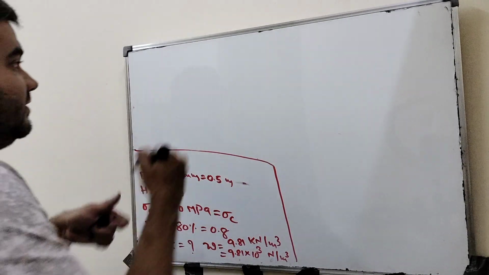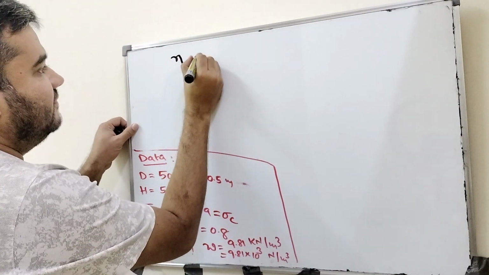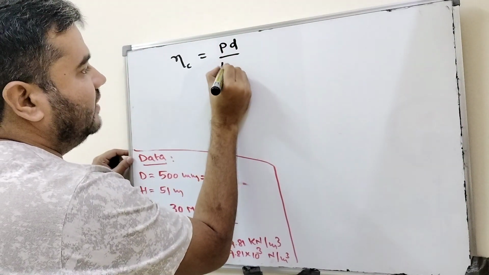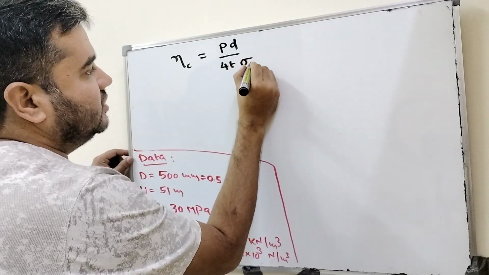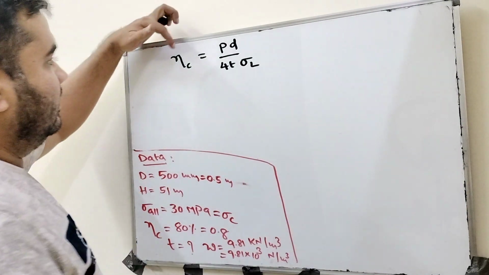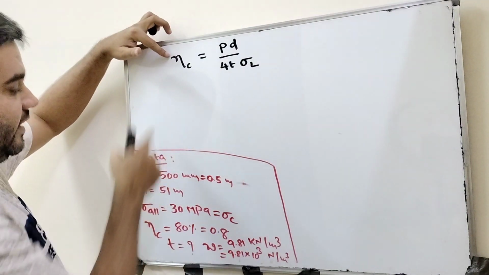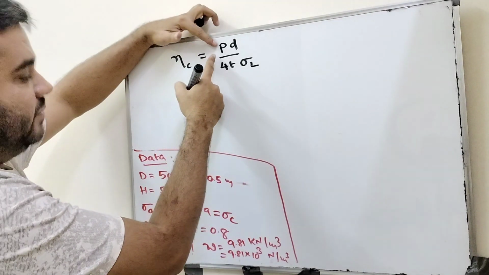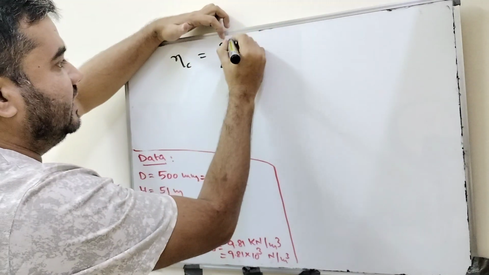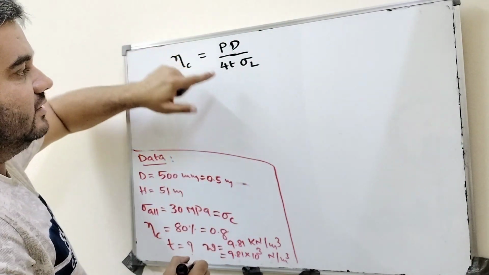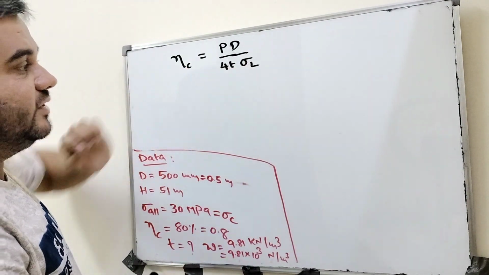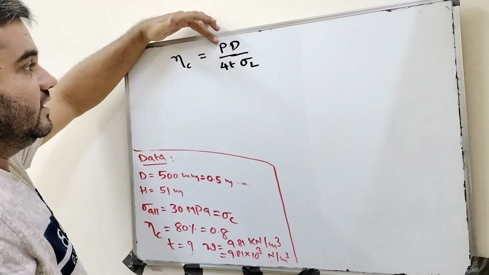So the circumferential efficiency is equal to PD by 4T into the longitudinal stress. This is the formula we derived. Now apply it. The efficiency is given as 0.8, and the pressure of the fluid is not given. The diameter we know, and the thickness we don't know, and the longitudinal stress we also don't know. We will go one by one, starting with how to calculate P.